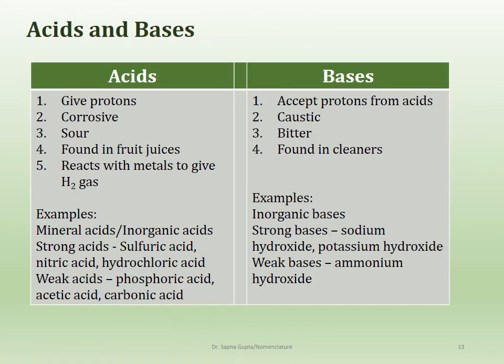Now, one of the last portions over here, not the last, penultimate, acids and bases. First of all, a few properties of acids and bases. Acids give protons, which is actually H+. Acids are corrosive. Acids are sour. They are found mostly in fruit juices. And they react with metals to give hydrogen gas.